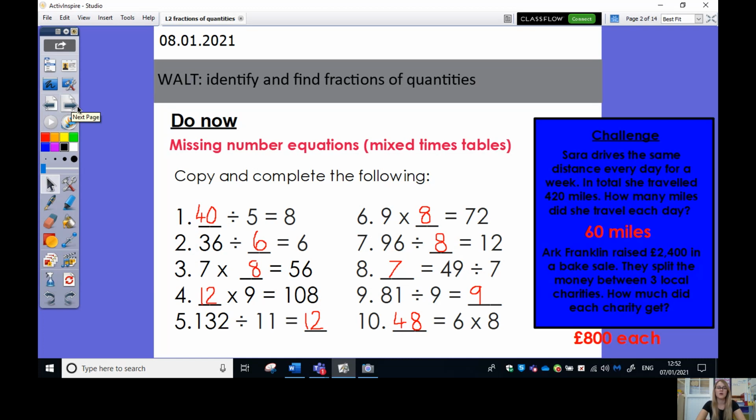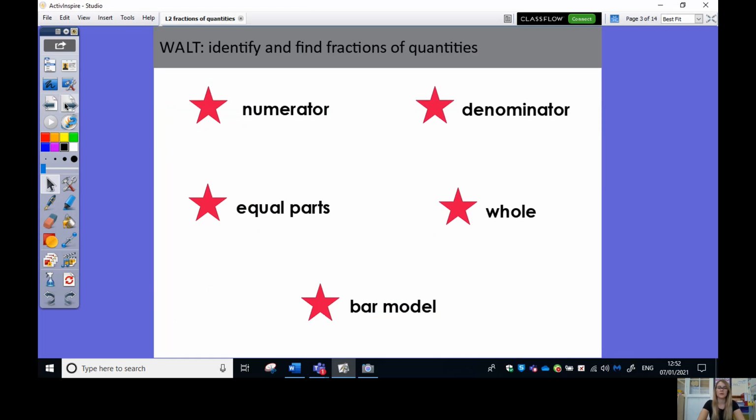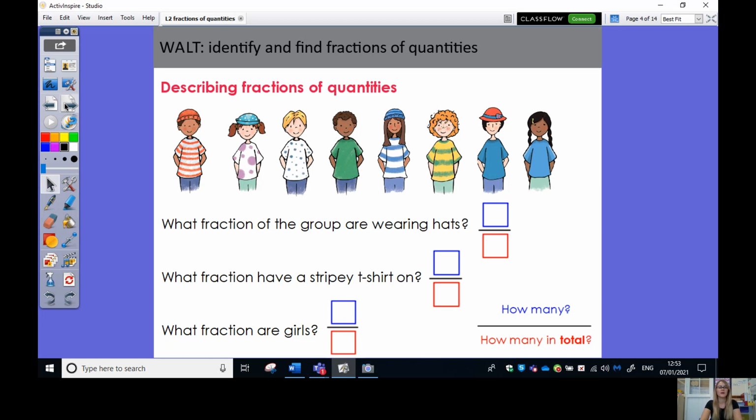Moving on to today's lesson, we're going to be identifying and finding fractions of quantities. So quickly, we'll go through our keywords for the day. So repeating after me: numerator, denominator, equal parts, whole, bar model. Fabulous.